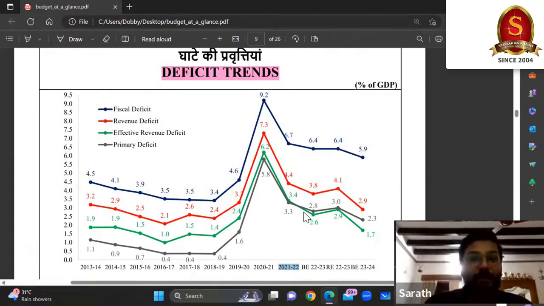The ideal value of effective revenue deficit is actually zero, because look at the formula. Effective revenue deficit is equal to revenue deficit minus grants used for asset creation. In the ideal situation, the entire revenue deficit should be used for asset creation, in the form of grants used for asset creation, which means the entire money is used indirectly but productively. It becomes an effective capital expenditure. So it is a good trend to notice that effective revenue deficit is going down, because effective revenue deficit should ideally be zero.